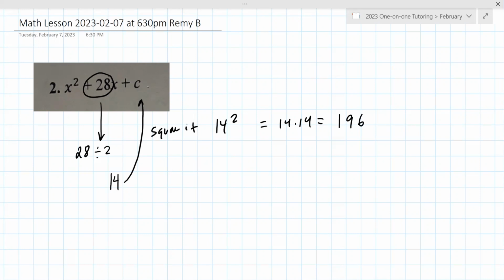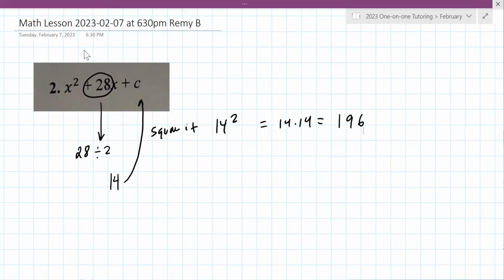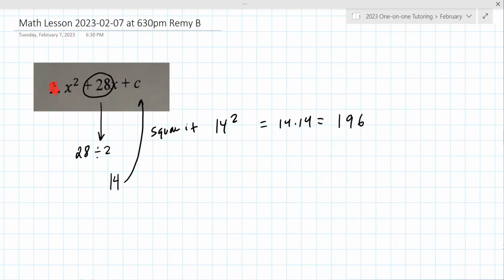You would move the 2 over from the X and square it. No. The 2 is the problem number. The 2 is completely unrelated. Forget about that. No, not that. The 2 over the X. Oh, nothing to do with that. You look at the middle number, cut it in half. Okay. And then you square it to get C.